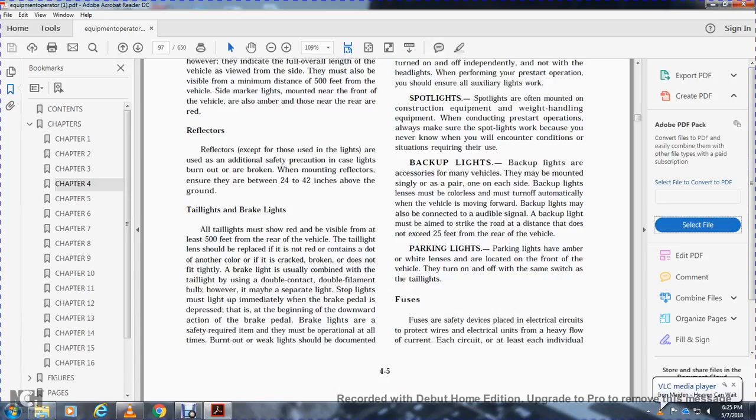Tail lights and brake lights. Tail lights show red and must be visible from at least 500 feet to the rear of the vehicle. The tail light lens should be red and contain the DOT marking, and it must not be cracked or broken or fit loosely.